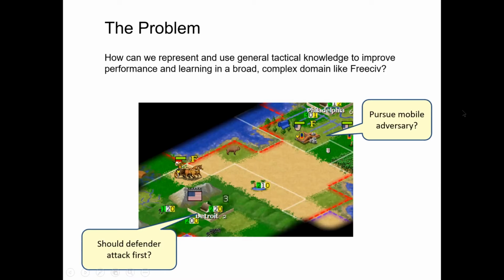Okay, so the problem we are addressing is how can we represent and use general tactical knowledge to improve performance and learning in a broad, complex domain like FreeCiv? Now, you may or may not be familiar with FreeCiv.